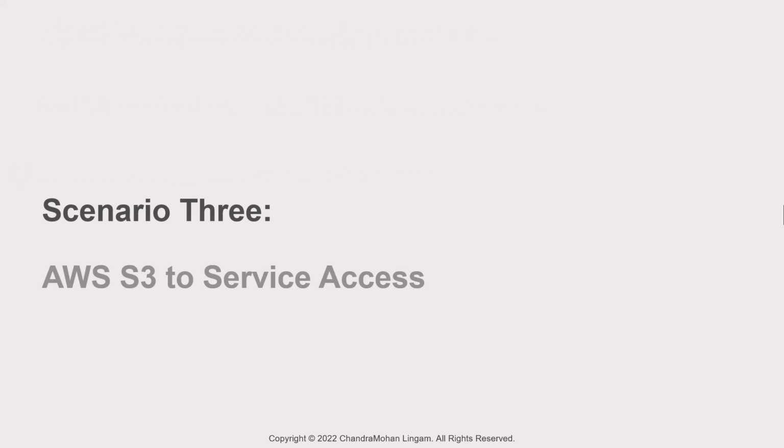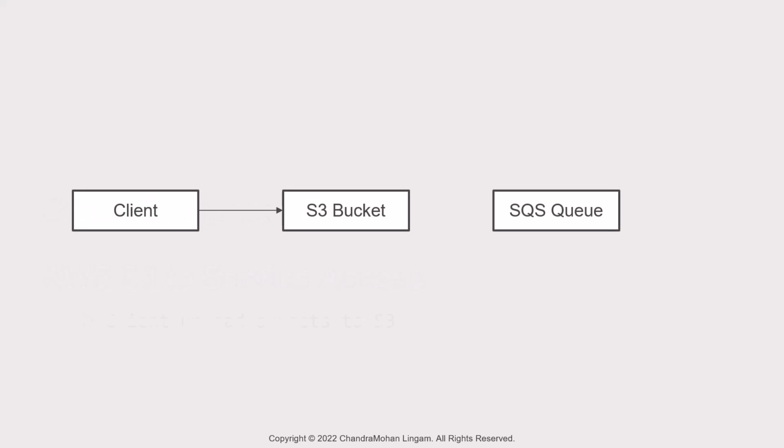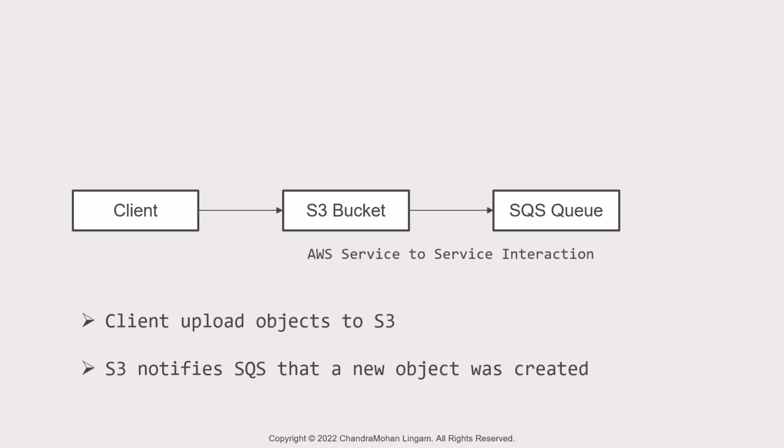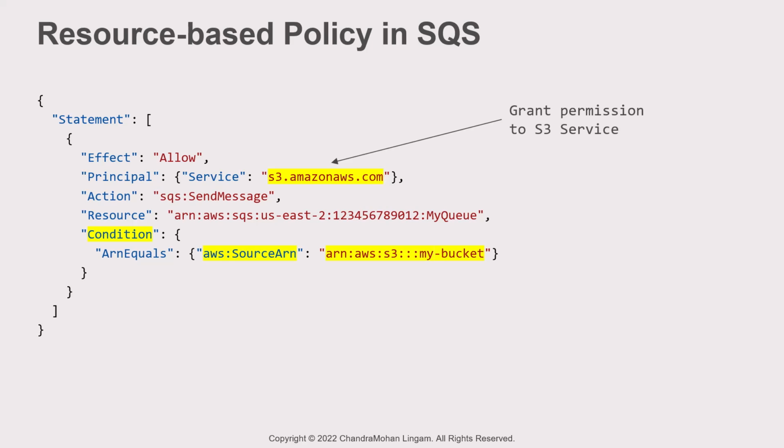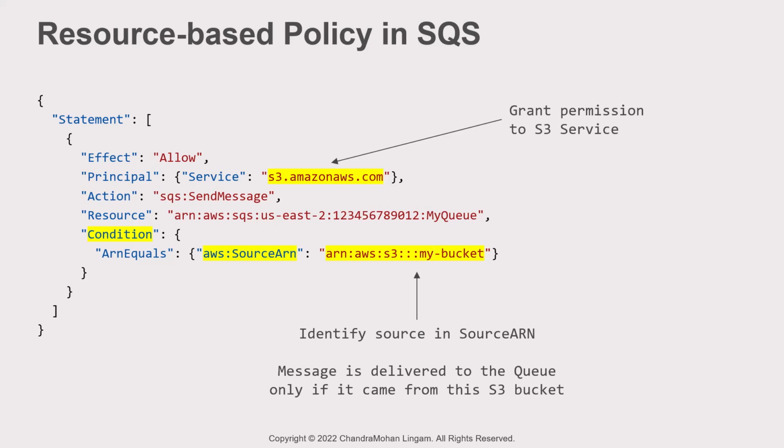Let's now look at our final scenario. This scenario involves S3. Let's say we want to be notified of any new objects in the S3 bucket. So we configured S3 bucket notifications to publish a message to SQS queue. So we can grant this permission to S3 using SQS queue resource-based policy. So here our principal is S3 service. And we also identified the specific queue in the resources. And then we also applied the learnings from our previous scenario and specified the source ARN to verify if the request indeed came from a specific bucket.